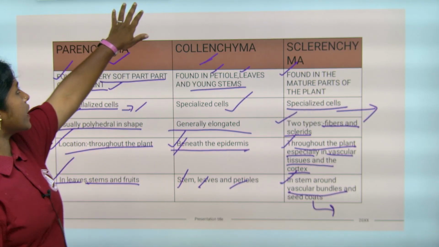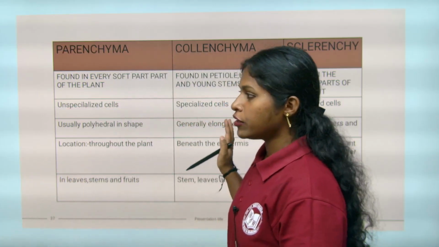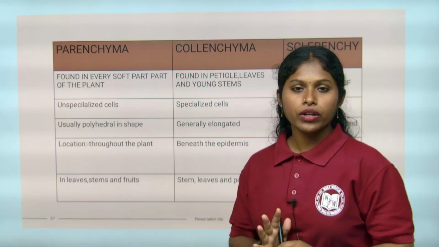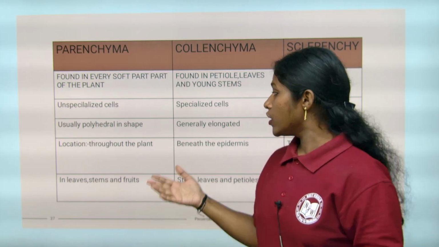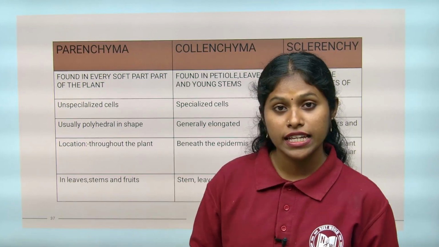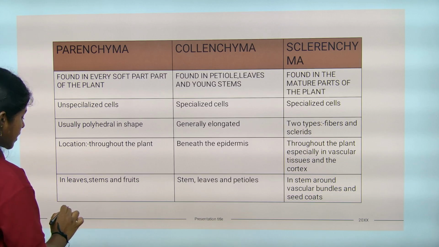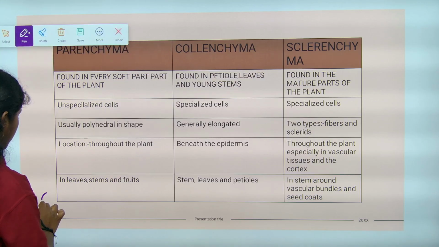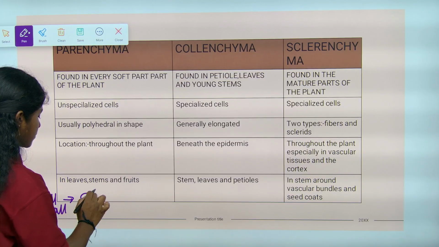So this is how we have to make out the table, children. When you make out a table like this, even if you skim it once, it is sufficient for you. You will know the location, whether they are specialized or unspecialized, the shape of the cells and all that. So here, for the parenchyma, children, the cell wall is made up of cellulose.